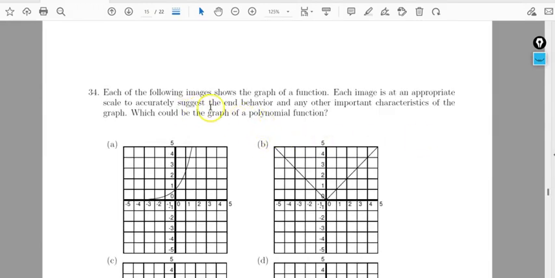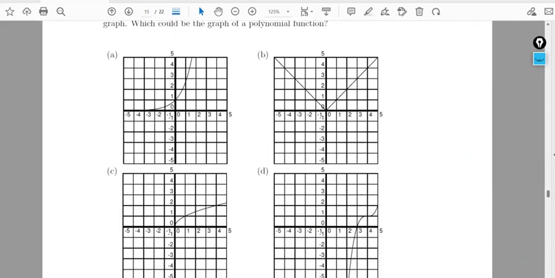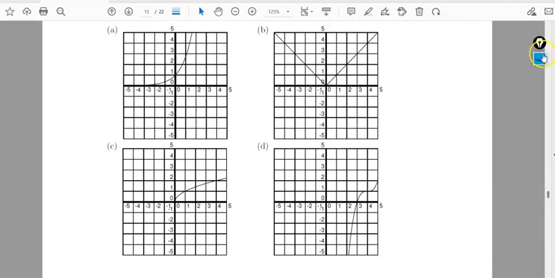All right, which accurately suggests the end behavior and any other important characteristics of the graph, which could be the graph of a polynomial function? Well, it can only be D. This is like a cubed function, but it's been shifted. This cannot be a polynomial function because the domain is 0 to infinity. Polynomial functions have domain -infinity to infinity. And see, this is going to keep going like that forever. And that's slow. It's going to get wider and wider forever and ever. So it has the correct domain.